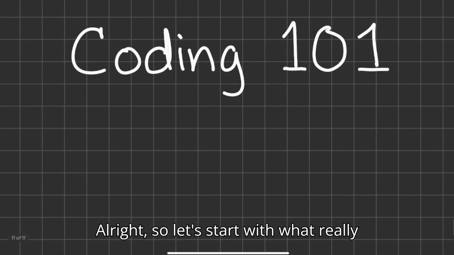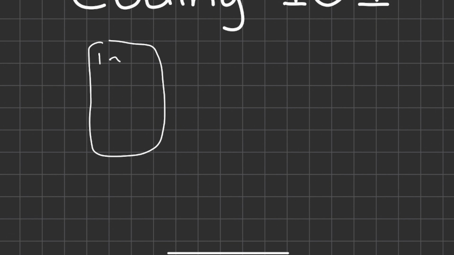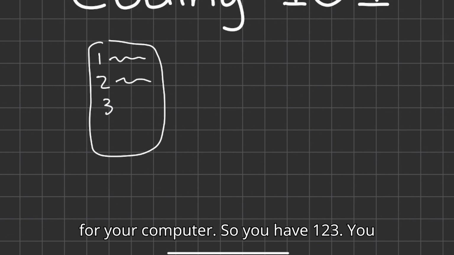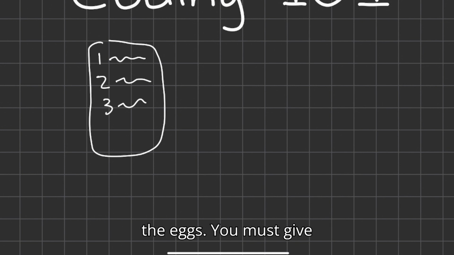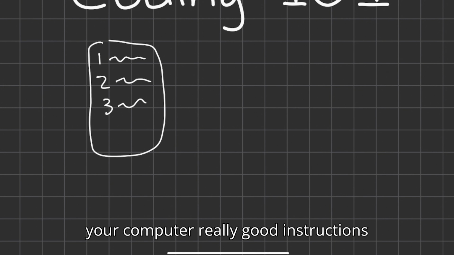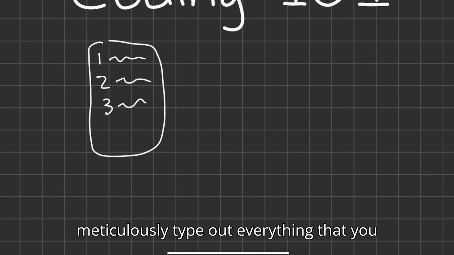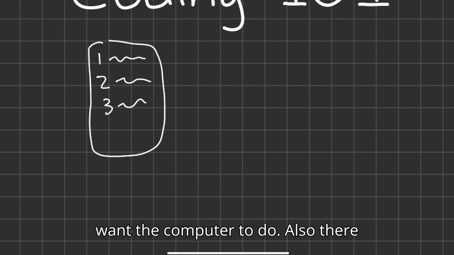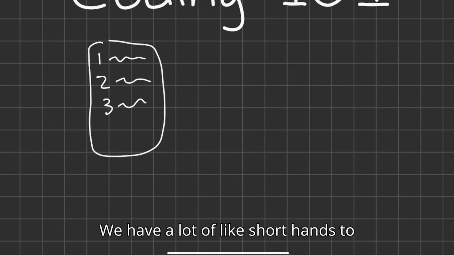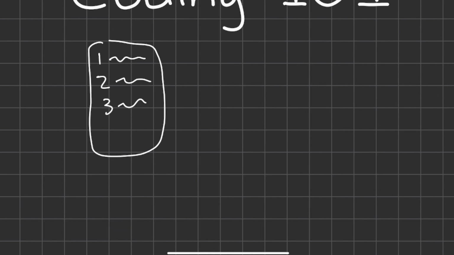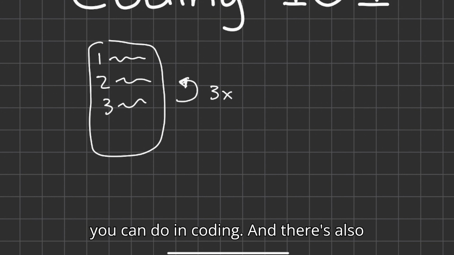Alright, so let's start with what coding really is. Coding is making a little recipe book for your computer. So you have 1, 2, 3. You want to get the eggs. You want to break the eggs. You must give your computer a really good instruction set, and that means that you have to meticulously type out everything that you want the computer to do. Also, since coders are kind of lazy, we have a lot of shorthands for things that you want. For example, you want to repeat 2 and 3 three times. That's a function that you can do in coding.